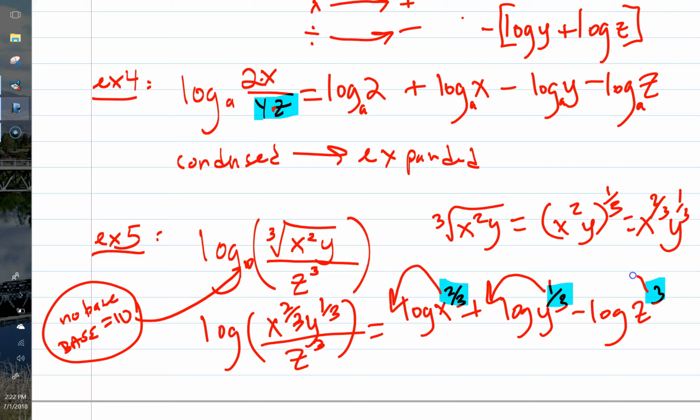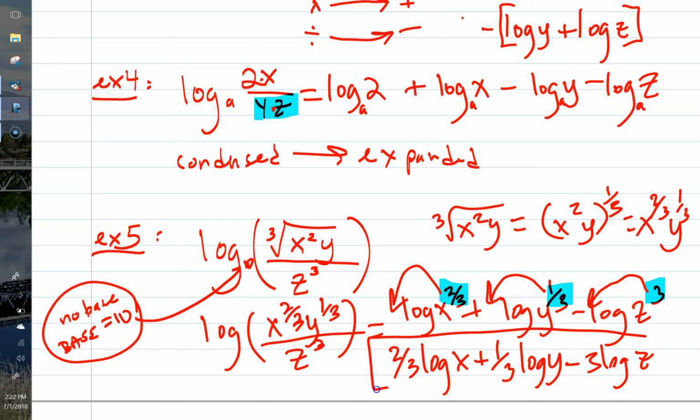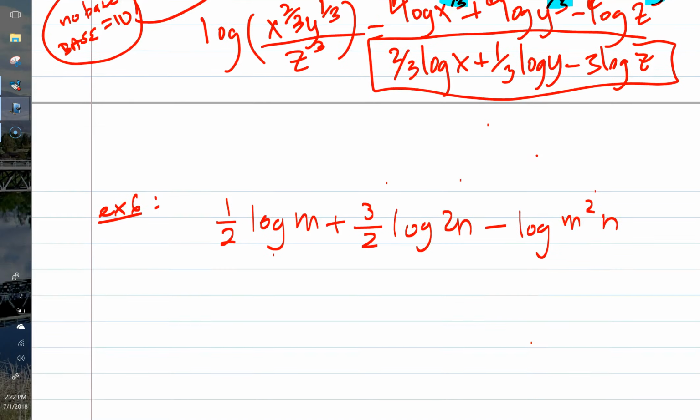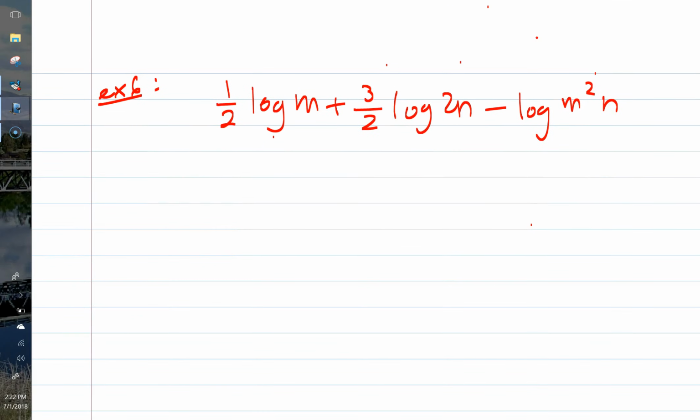So basically each of these can travel to the front, giving us 2/3 log of x, 1/3 log of y, minus 3 log of z. And that would not be expanded completely. This one is expanded. We're going to need to condense. We're going to go the opposite.